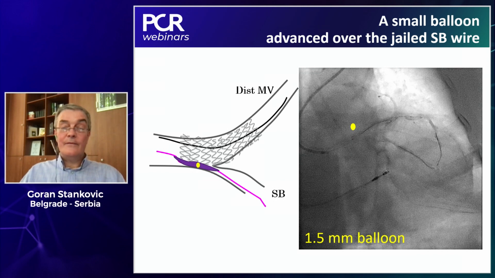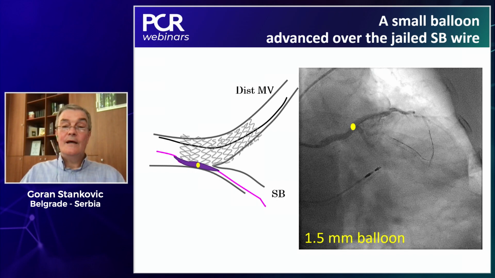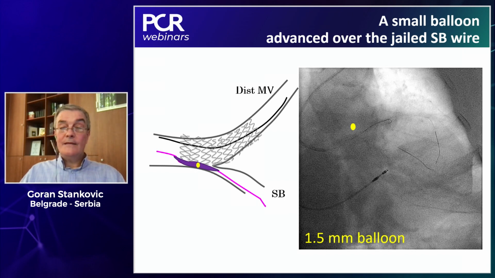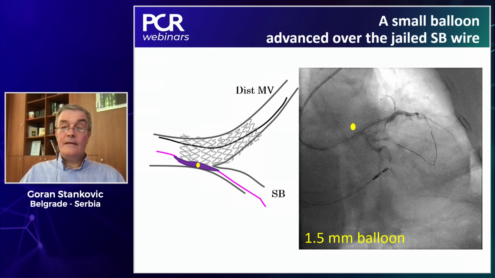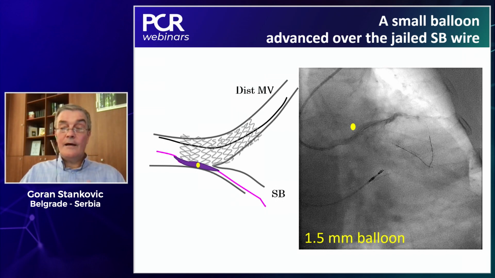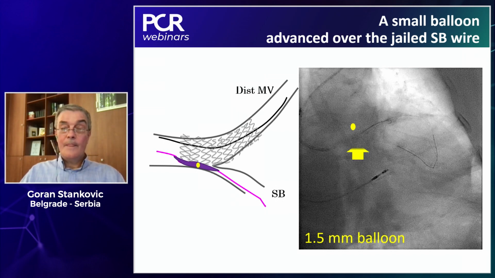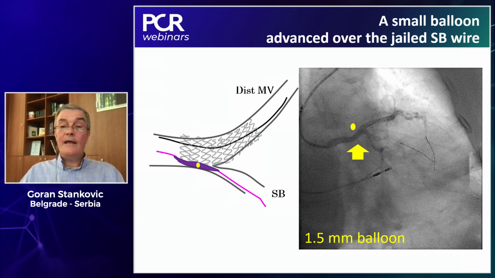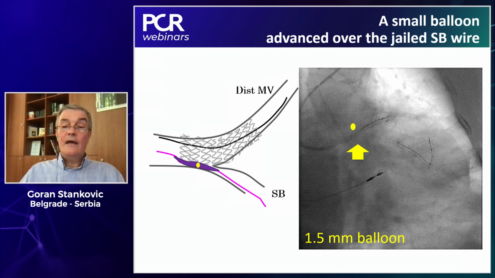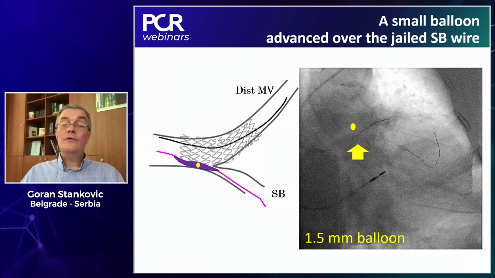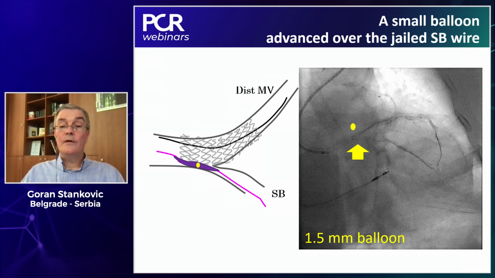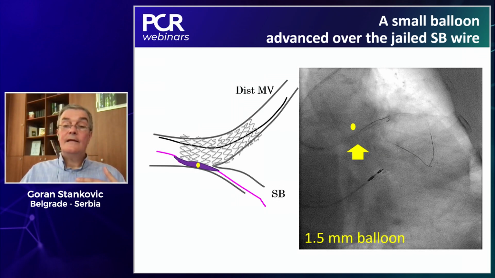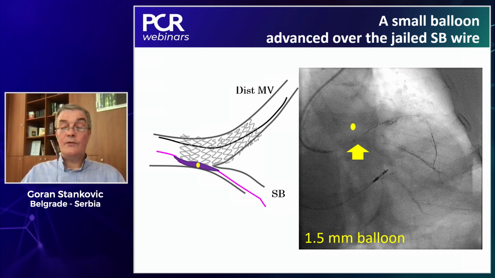So we already showed you how to use a small balloon advanced over the jailed side branch wire. You can see this yellow dot, and you can see the balloon going on the circumflex wire. Here, the tip of the balloon is just entering into the ostium of the circ, and even without inflating that balloon, you can see that just simple passage of the balloon on the jailed wire was adequate to visualize the circ and to reestablish the flow into the circ.